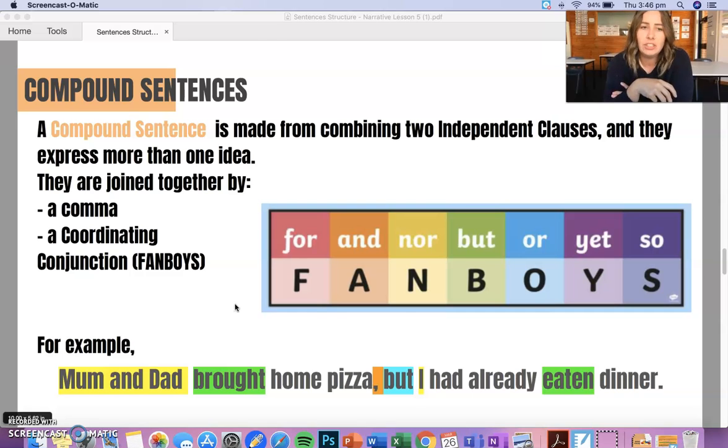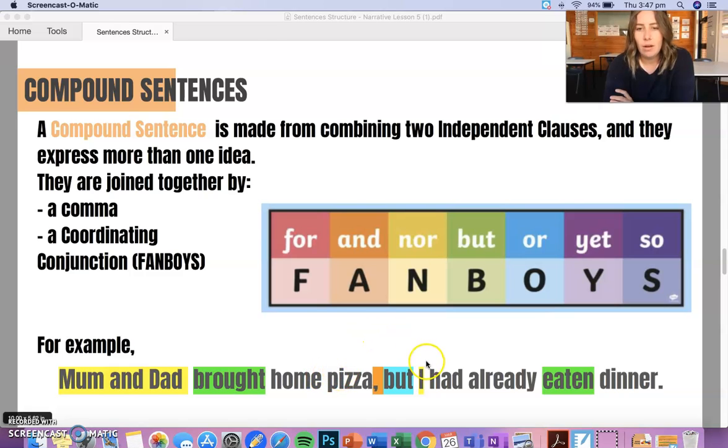The second catch is that you have to connect them together using a coordinating conjunction, also known as a fanboy. A fanboy is for, and, nor, but, or, yet, so. If we look at this example, I've said mum and dad brought, so there's a subject and our verb, home pizza. That right there is an independent clause.